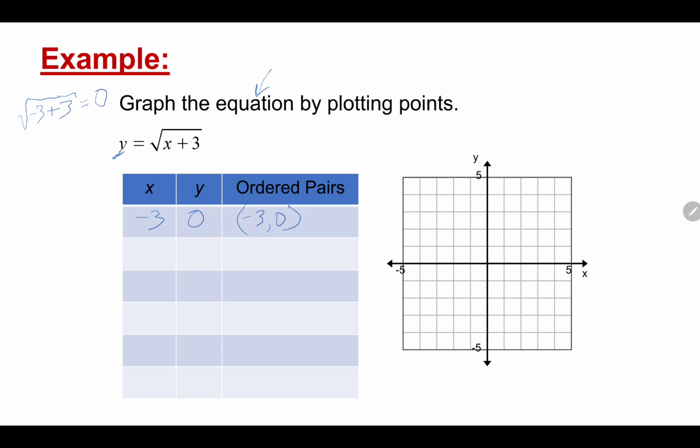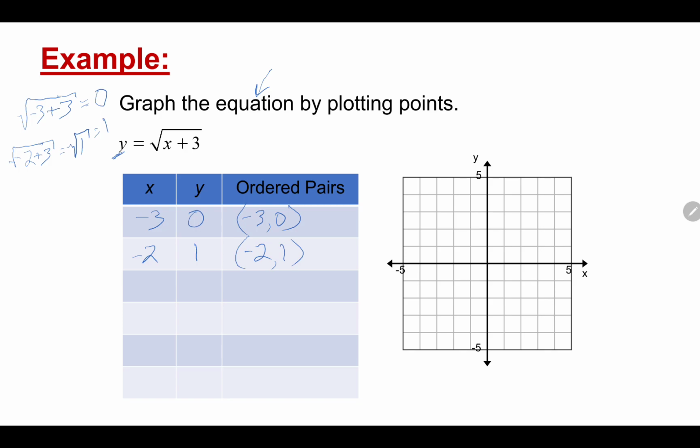Then I'm going to say, okay, let me plug in -2. What happens when I plug in -2? The square root of -2 plus 3. Well, that's going to be the square root of 1, which is equal to 1. So at -2, y is 1.